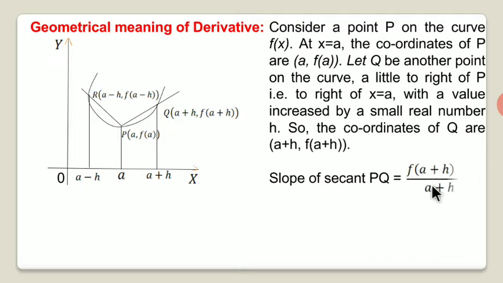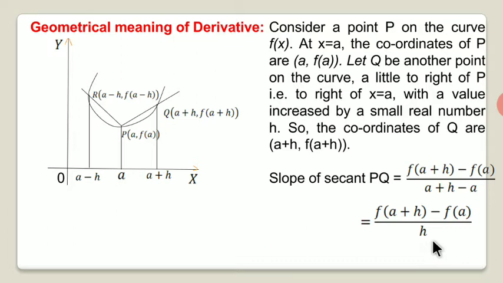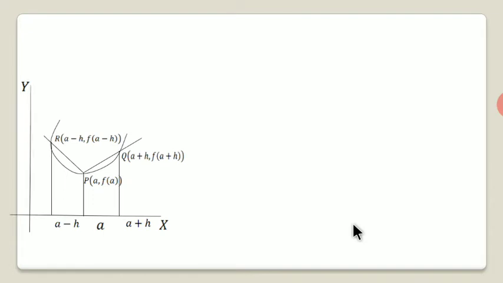So we get the slope is f of a plus h minus f of a divided by a plus h minus a. Now in the denominator, a and minus a get cancelled. And so we get this slope of secant PQ is f of a plus h minus f of a divided by h. Now here I repeat the graph again here. You don't draw this again in your notebook.